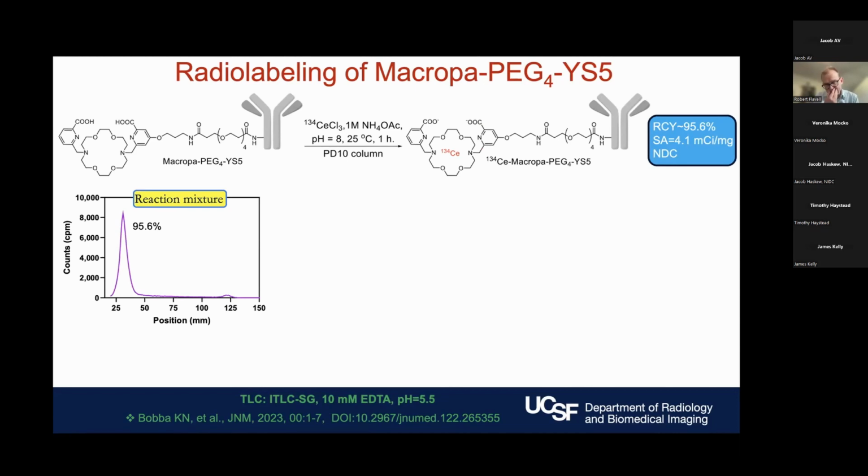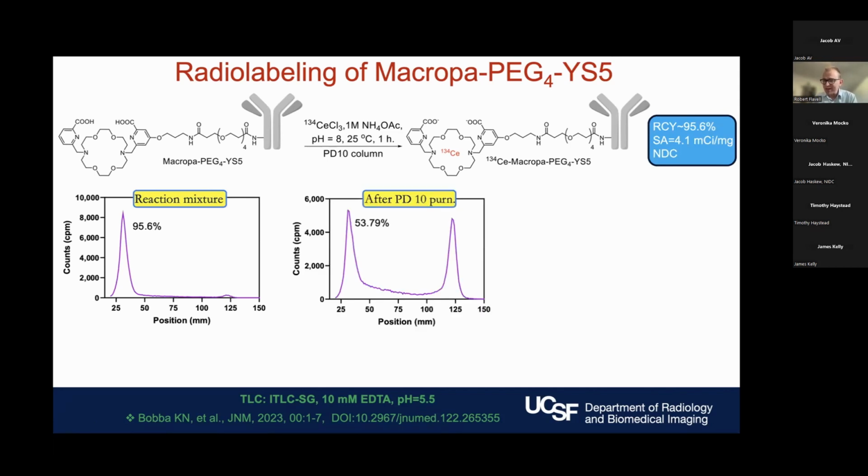One thing that's interesting to note about this, and it takes a little bit of getting used to if you haven't worked with this sort of isotope before, is this phenomenon that we saw, which is our crude reaction mixture after analysis on TLC looked something like this, where we see 95% purity or so. After purification on the PD10 column, we saw an apparent paradox, which is that the purity appeared to get worse.